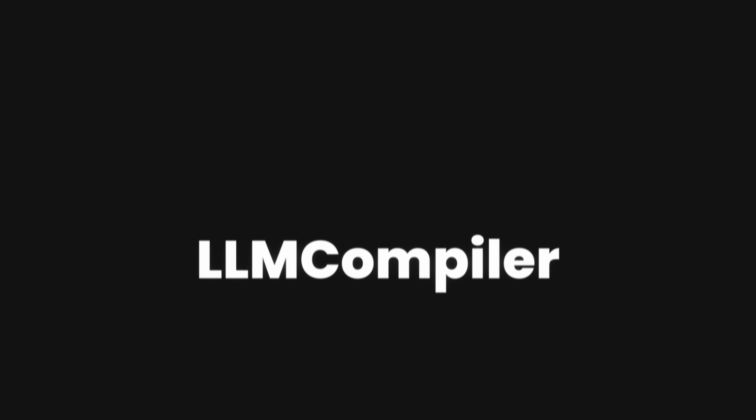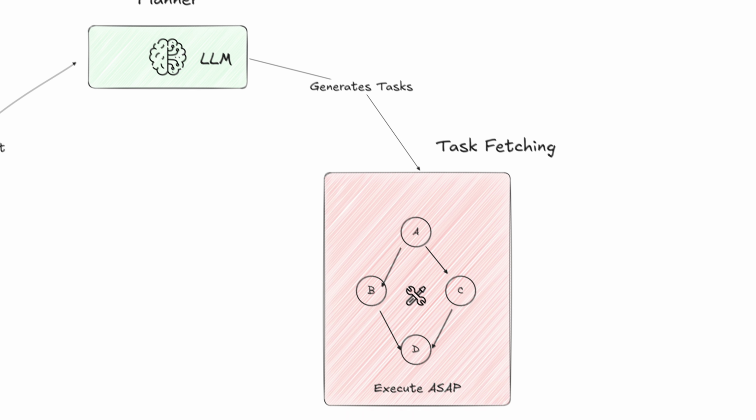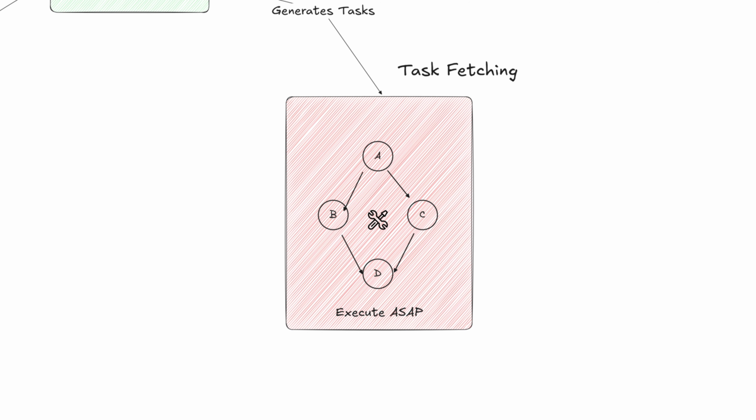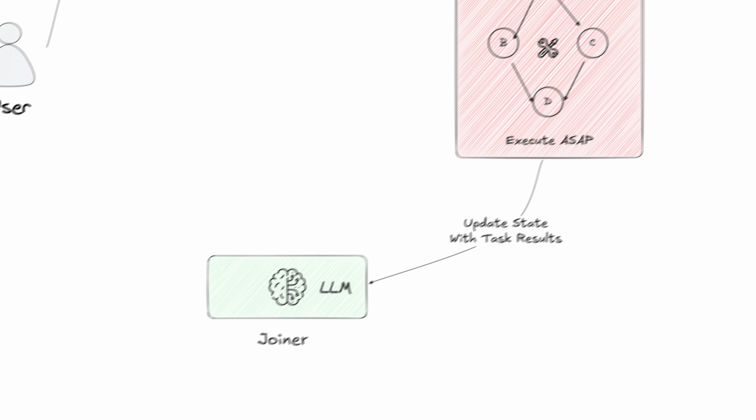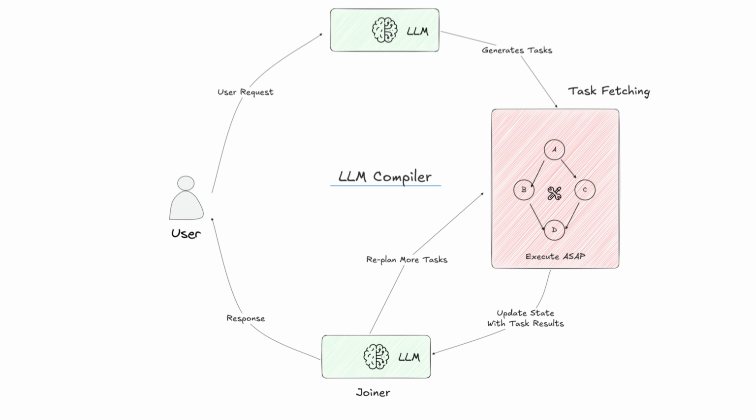Which brings us to a pattern designed specifically to fix that, the LLM compiler. This one is designed to speed up agentic workflows by turning the plan into a DAG, a directed acyclic graph, and eagerly executing tasks the moment they are ready. Here's how it works. The agent architecture has 3 main components. A planner, which streams out a DAG of tasks, including their dependencies, a task fetching unit, which schedules and executes tasks as soon as their prerequisites are completed, and a joiner, which returns the final result to the user or triggers a second planning round if needed.